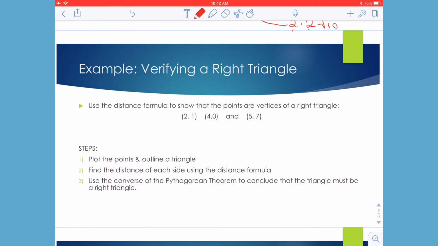Now, verifying a right triangle is something that I want to expose you to. It's not something that I want you to stress about. I'm not going to test you on this, but again, it is something that I want to expose you to.